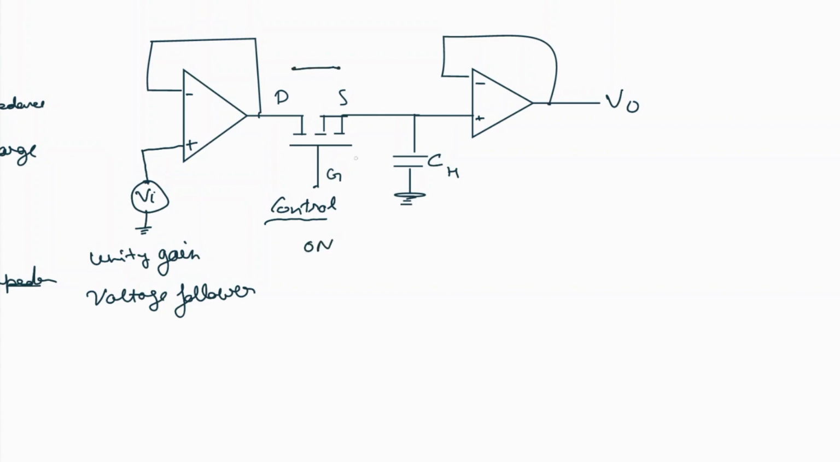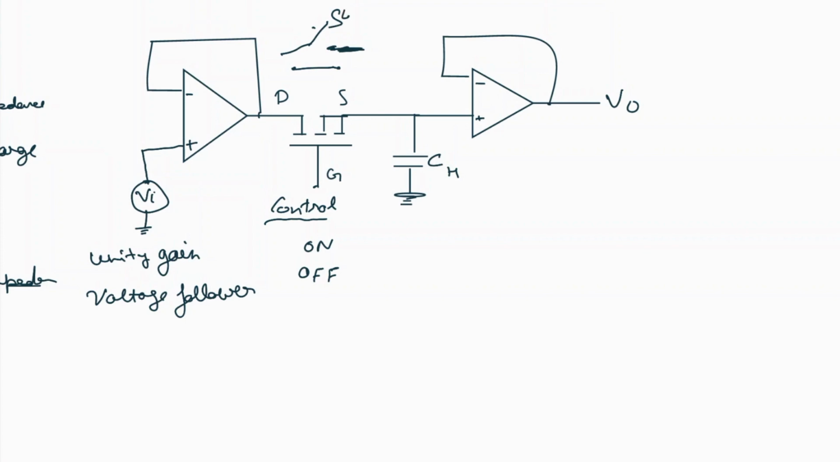Now when the control signal is high, basically on, the switch will be closed, so the first op amp will be directly connected to the capacitor Ch, and the input voltage will pass through the MOSFET, and the capacitor Ch will charge and follow whatever the input voltage is. Now if the control signal is low, the switch will be off and the capacitor will basically disconnect.